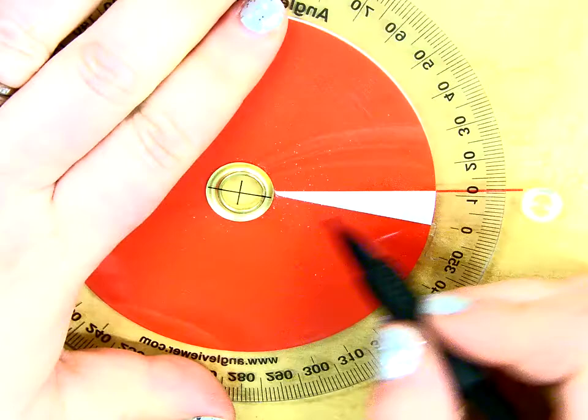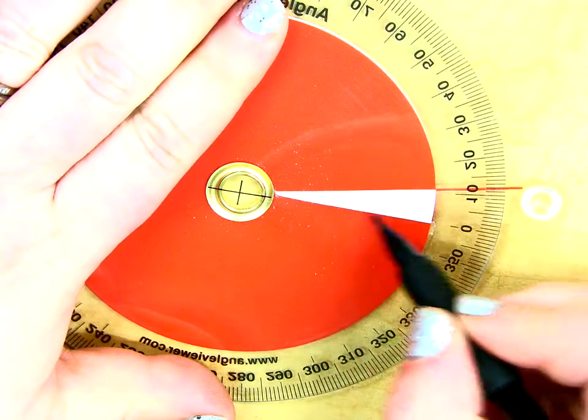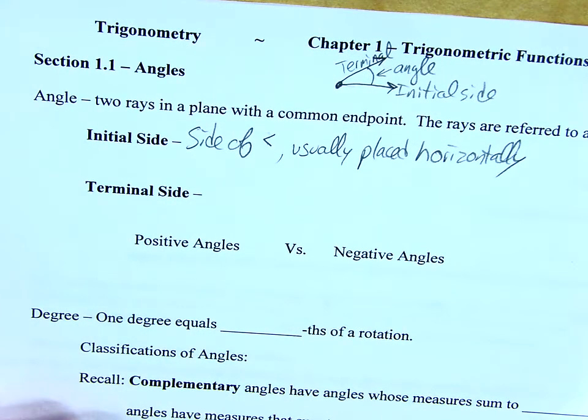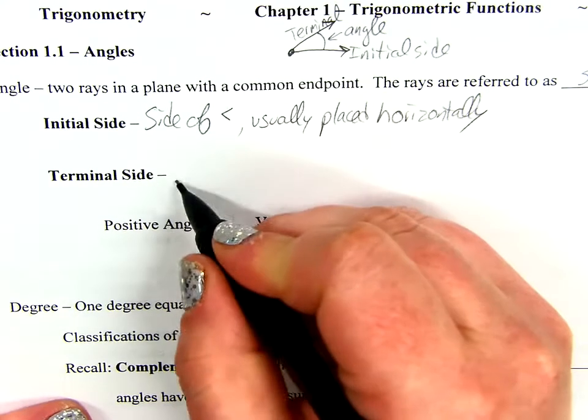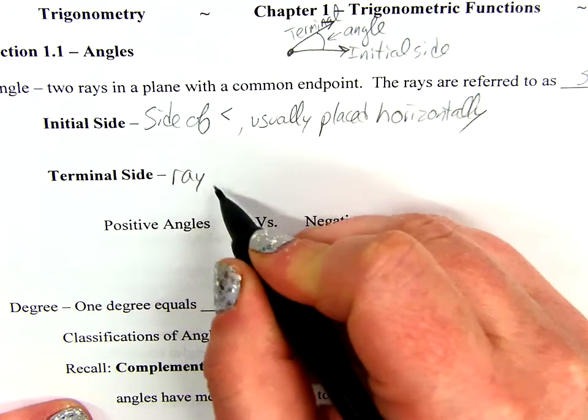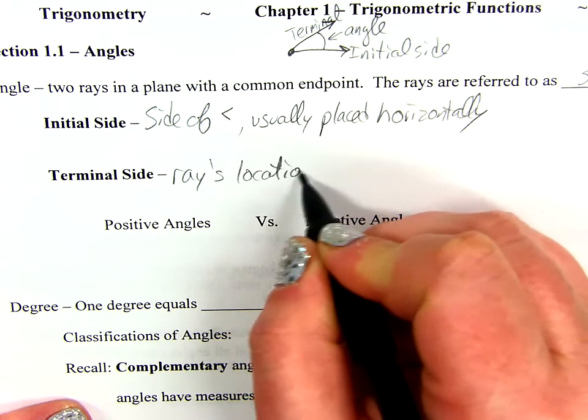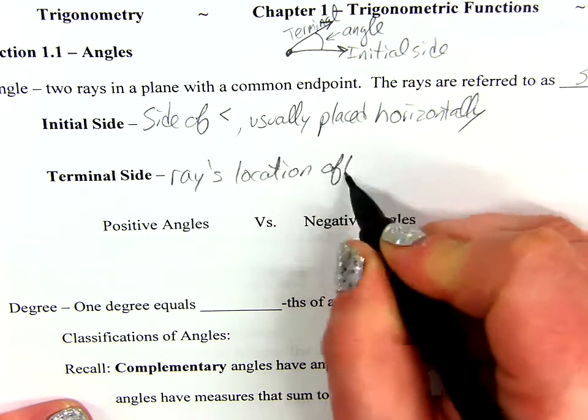I remember this getting stuck last year. I'm gonna have to play with it more. But anyway, so you can see I have my initial side and then my terminal side. Okay, so let's say terminal side. This is the ray's location after rotation.